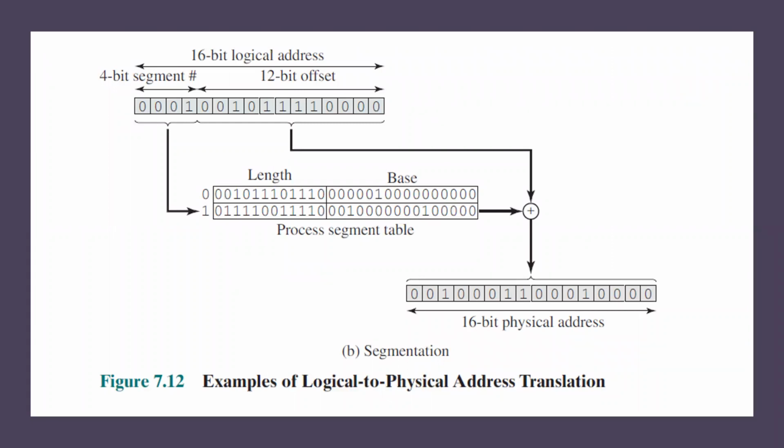So in this example, this will be a 16-bit logical address with the available length based on the process segment table, and a 16-bit physical address for segmentation.